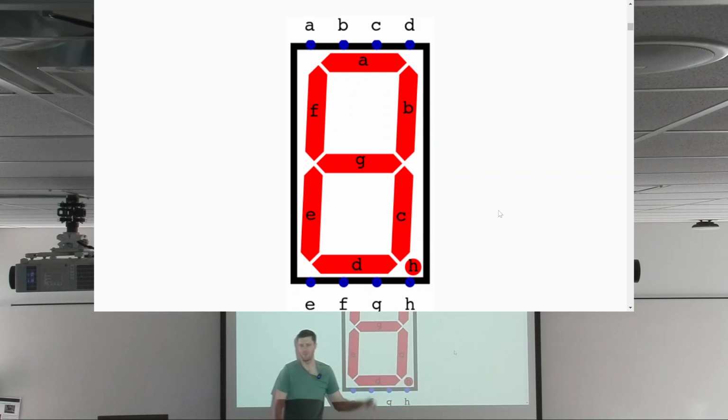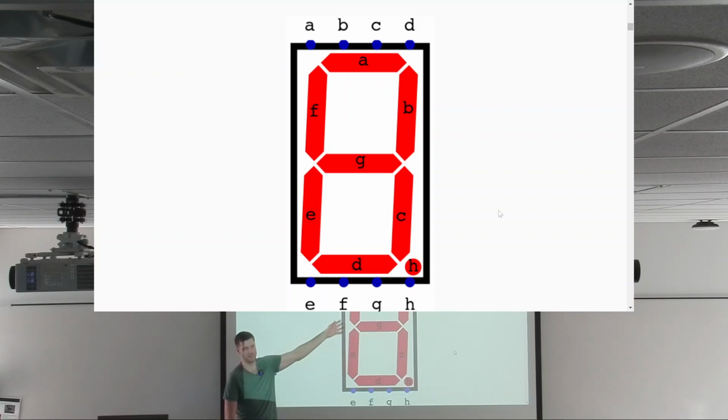You're never going to have to memorize this. If I ever asked you to do something like this on a test, I would give you the labeled diagram. You'd need to know that A matches with A, and so on. But basically, you have 8 signals hooked up to this. If E is low, it's off. If it's high, it's on.